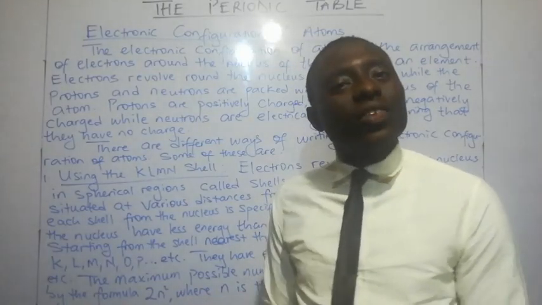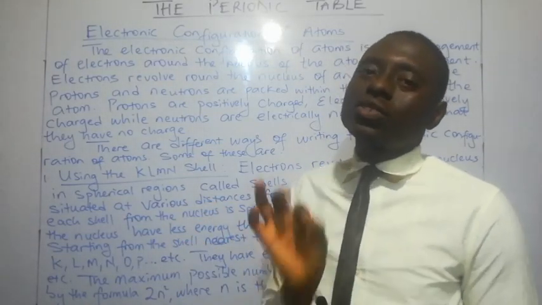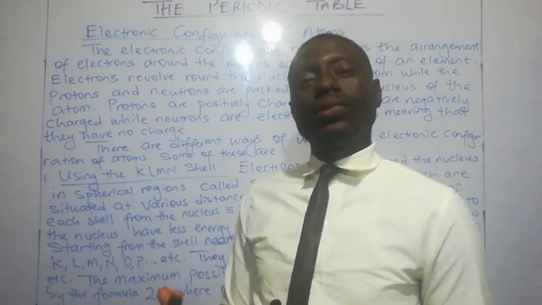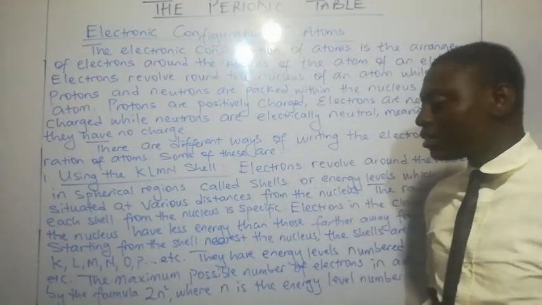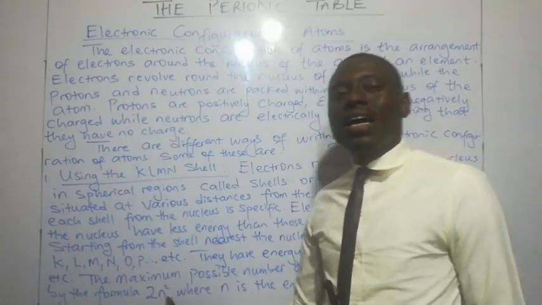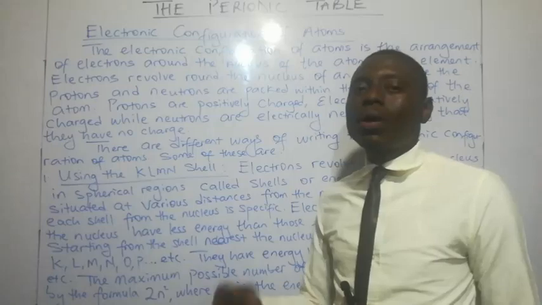That's the energy level I'm referring to. It is completely different from the number of electrons that can stay on each shell. Do you understand that? Now, for the number of electrons that can stay on each shell, there is a formula for it. And that formula is 2 times n raised to power 2.